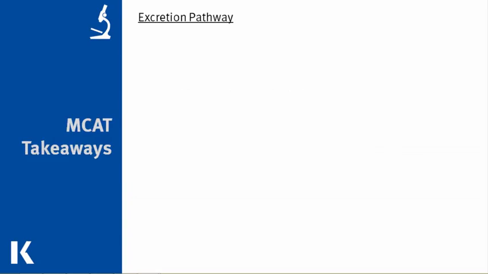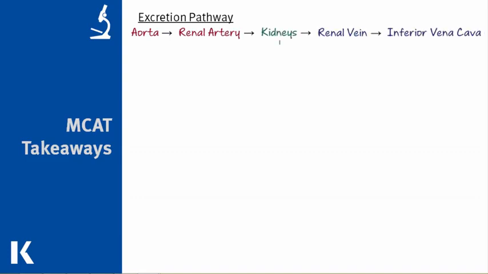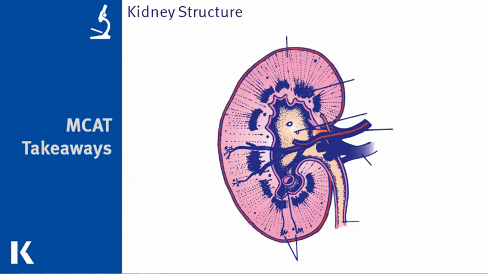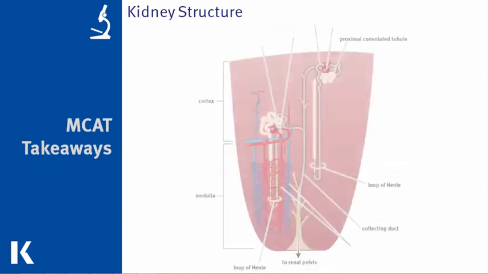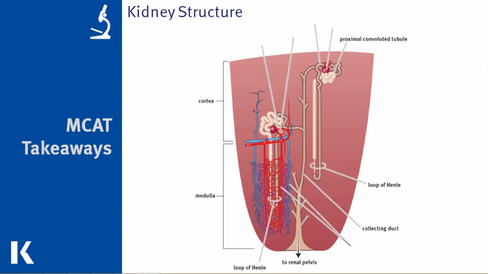So what about excretion is most important for your MCAT? First, you need to understand the pathway that blood follows, as well as the pathway of excretion. You should also understand the basic anatomy of the kidney, the various layers, the vasculature, and the major central components, as well as the fundamental subunit that makes it function. Within that subunit, the nephron, you need to understand the various blood vessels there as well, the arterioles, glomerulus, as well as the vasa recta.